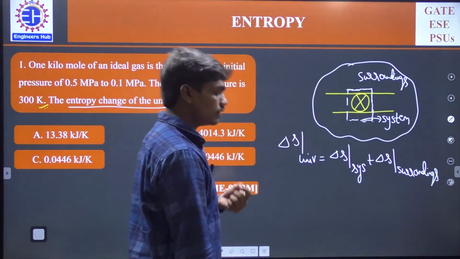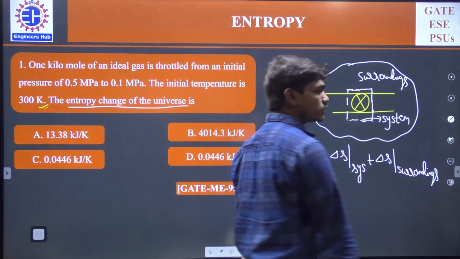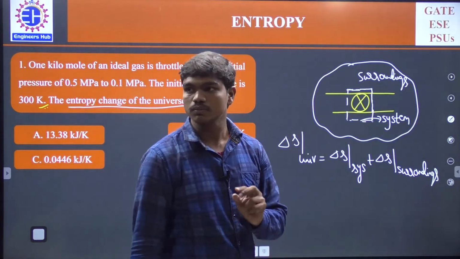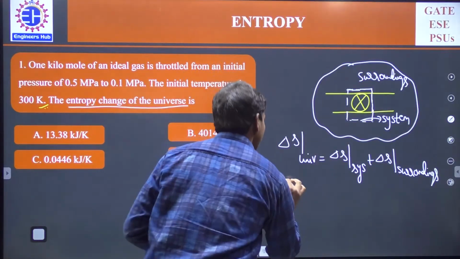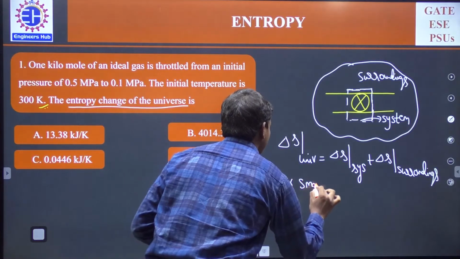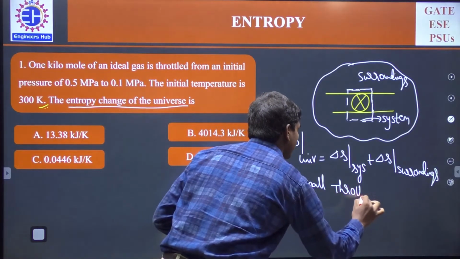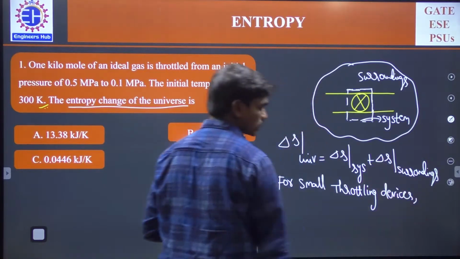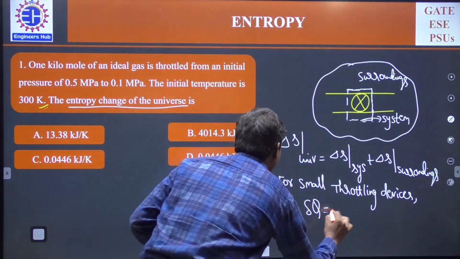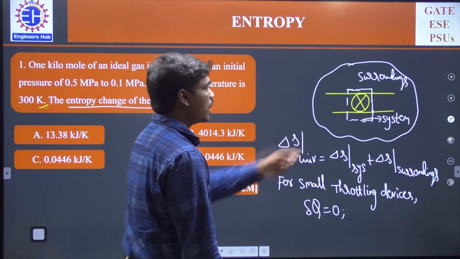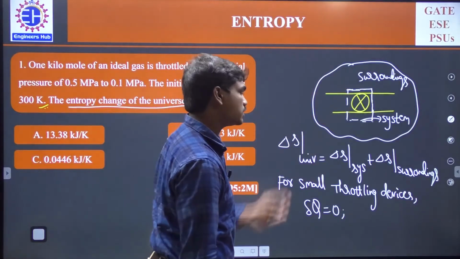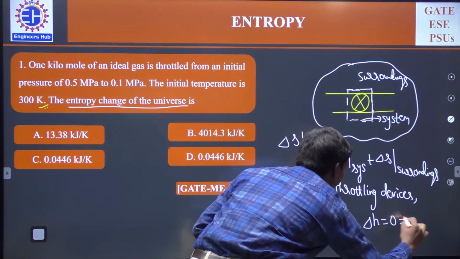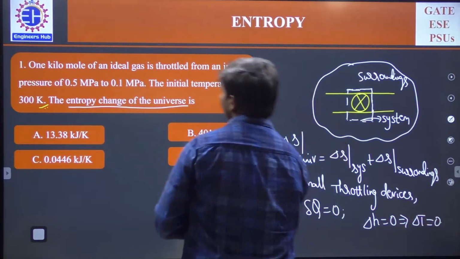When the throttling is happening, is there any heat transfer to the surroundings? Please tell me. For small throttling devices, the heat interaction Q is 0, which means no significant amount of heat interaction is taking place. And as per the steady state energy equation, we also have delta H equal to 0, which means delta T is equal to 0.